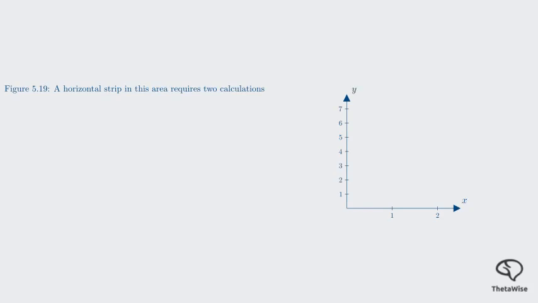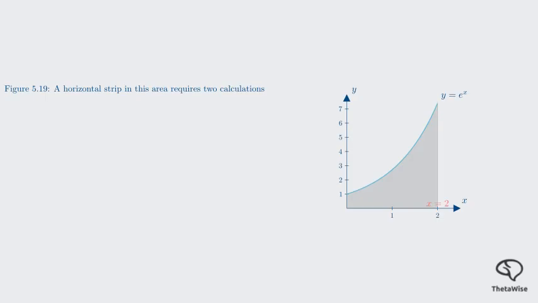Now, let's explore our first option, using a horizontal strip. Remember, a horizontal strip means we will integrate with respect to y. If we choose a horizontal strip, as shown in this first figure, we immediately run into a problem. The function that forms the right-hand boundary of our strip changes depending on where the strip is located.